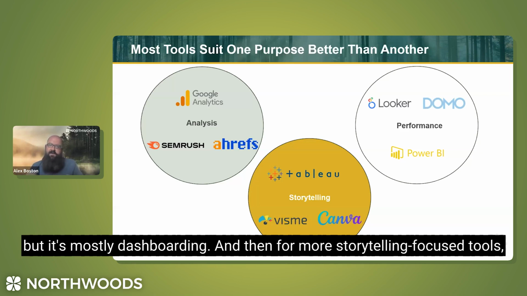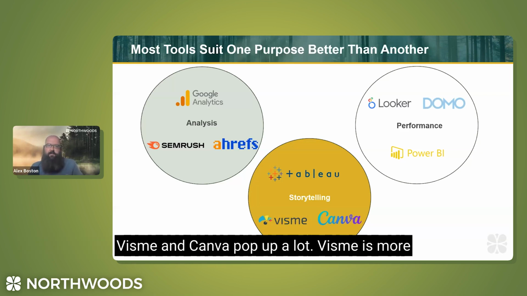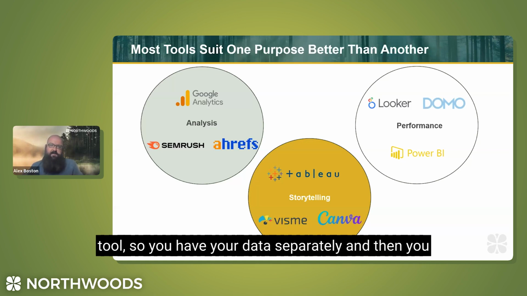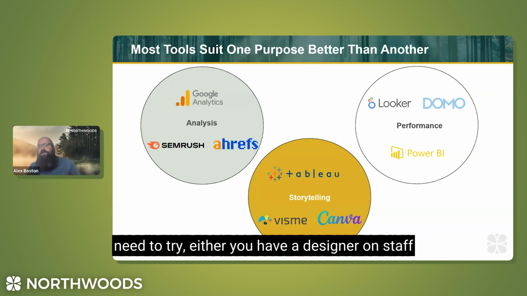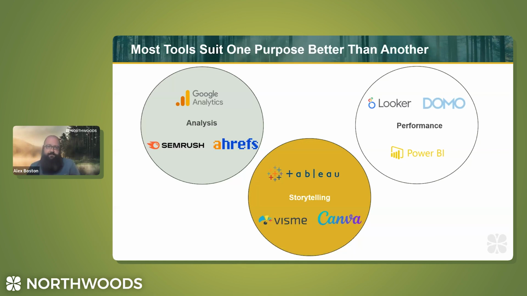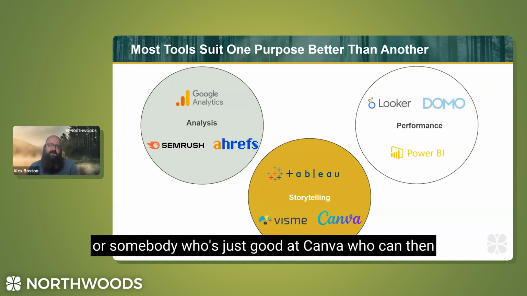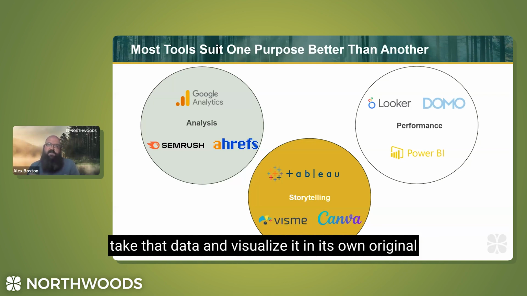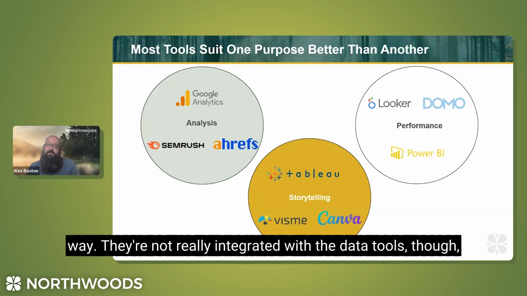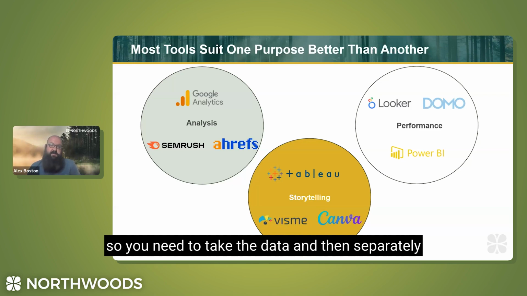And then for more storytelling focused tools, a few pop up a lot. Visme is more of a data integrated tool. Canva is just a design tool. So you have your data separately, and then you either have a designer on staff or somebody who's just good at Canva who can then take that data and visualize it in their own original way. They're not really integrated with the data tools though. So you need to take the data and then separately visually process it.